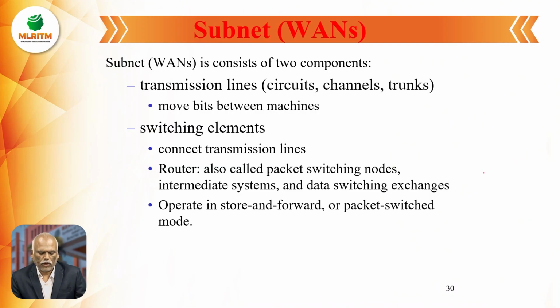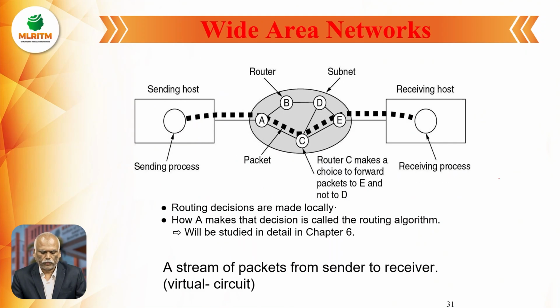Next is the subnet part of a wide area network. A wide area network or subnet consists of two components: transmission lines and switching elements. Transmission lines provide circuits and channels, and move bits between the machines. Switching elements connect transmission lines, like a router, also called packet switching nodes, intermediate systems, or data switching exchange, and operate in store-and-forward packet switching mode. This is what a subnet is.